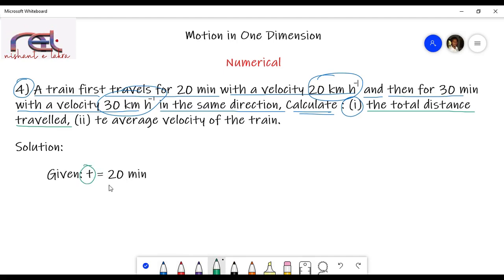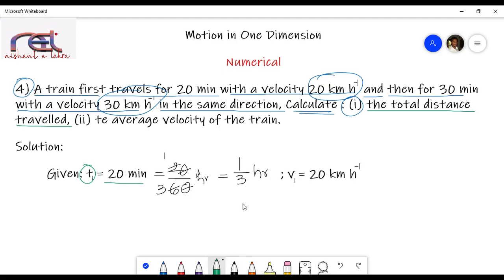First, we have to write what is given in the question. Time is given as 20 minutes, but velocity is mentioned in kilometer per hour, so we have to convert minutes to hours. How can we calculate it? By dividing it by 60. So 20 divided by 60 is 1 by 3. So 20 minutes is equal to 1 by 3 hour.